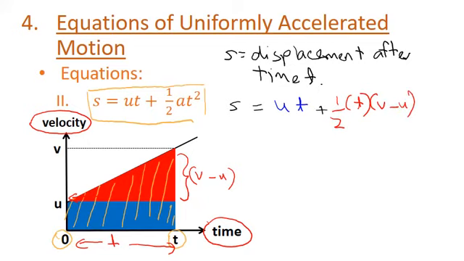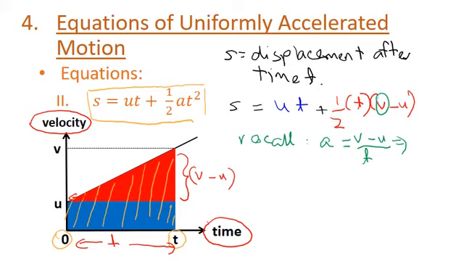Now, I'm almost there, but the only issue I have is I have this term v, which I don't have in the equation that I'm about to derive. So I need to figure out how I can eliminate this v. Now, if you recall, the acceleration is given by v minus u over t. So therefore, v minus u is just equal to a times t.